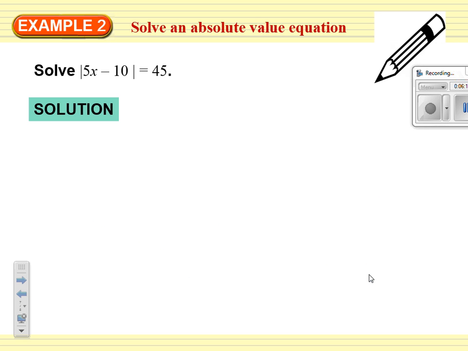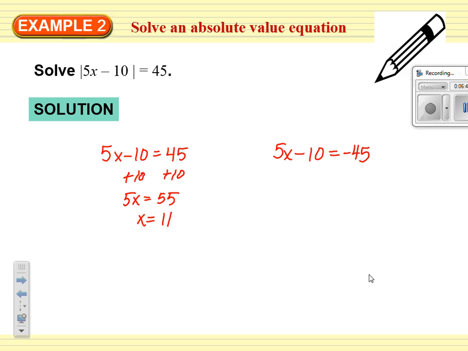So, again, I'm going to take the x expression. Where does the expression have to be? Equal to 0, the distance. So it could be at 45 or negative 45. So we can say 5x minus 10 is equal to 45, or 5x minus 10 is equal to negative 45. Now we're going to solve each one of these. I get plus 10 on both sides. 5x equals 55. x equals 11.